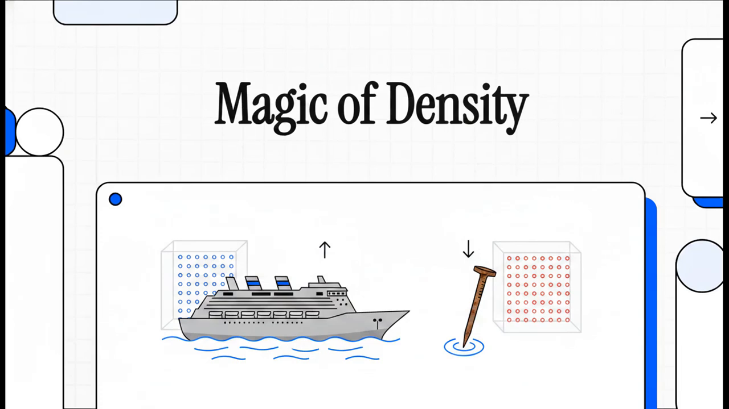Hey everyone. So, have you ever looked at a massive metal ship floating on the ocean and wondered, wait, why does that float but a tiny iron nail sinks right to the bottom? It's crazy, right? आज हम इस exact mystery को solve करेंगे. Today, we're diving into the magic of density to figure out exactly how floating and sinking actually work.